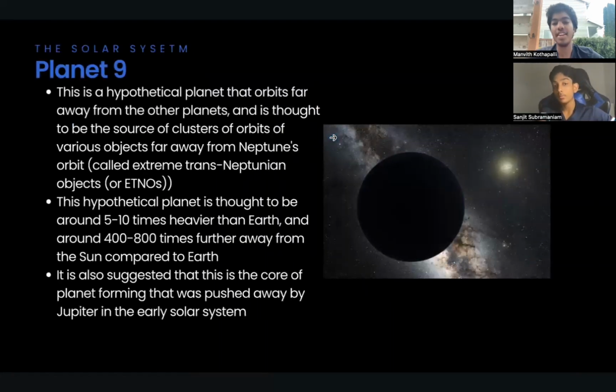So, the Hill sphere of the sun is 1 light year, which means that everything inside the sphere is attracted to the sun, but anything outside is attracted to other stars or objects. So now let's talk about Planet 9.